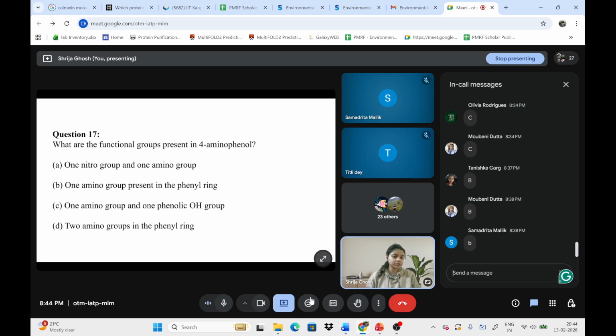It's a theoretical question. You should not take much time to answer this. All of you write your answers in the chat box. What are the functional groups present in 4-aminophenol? Come on, write your answers in the chat box. There's nothing to calculate in this.